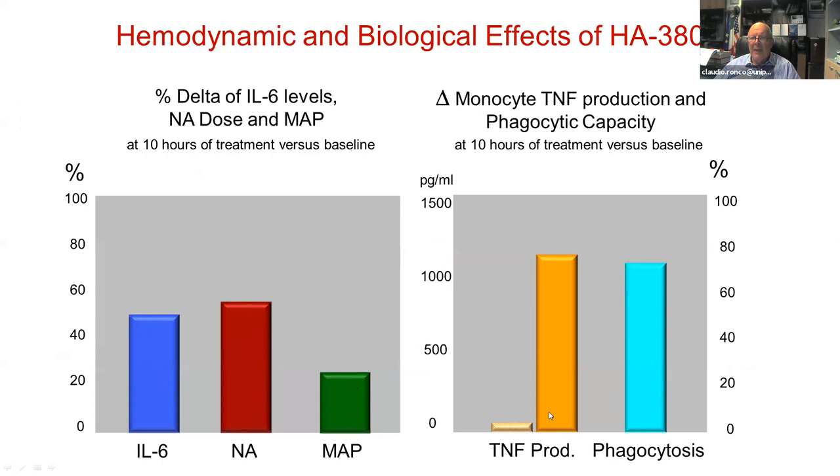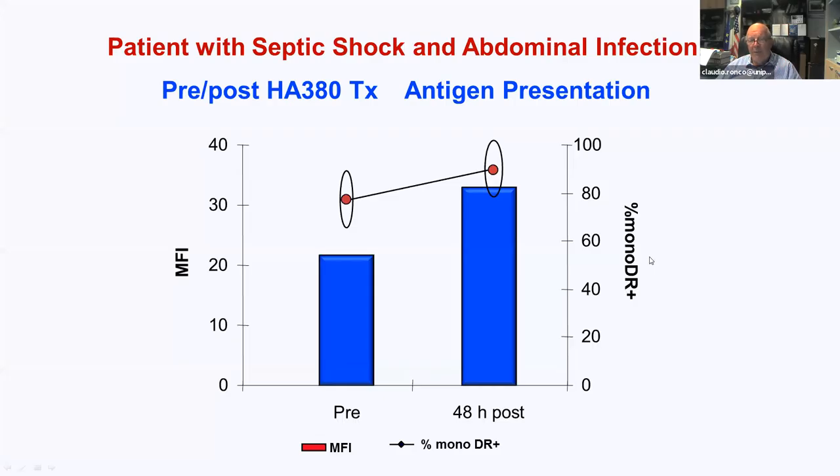Also, we calculated that the monocytes resulted to be more efficient after treatment, improving significantly their response and the phagocytic activity, while before these cells resulted to be somehow paralyzed. And the most important finding is actually the capacity to present antigen, because they displayed 24 hours after the first treatment the increase in HLA-DR expression on the surface of monocytes, with the increase in mean fluorescent intensity and the percent of monocyte expressing HLA-DR.